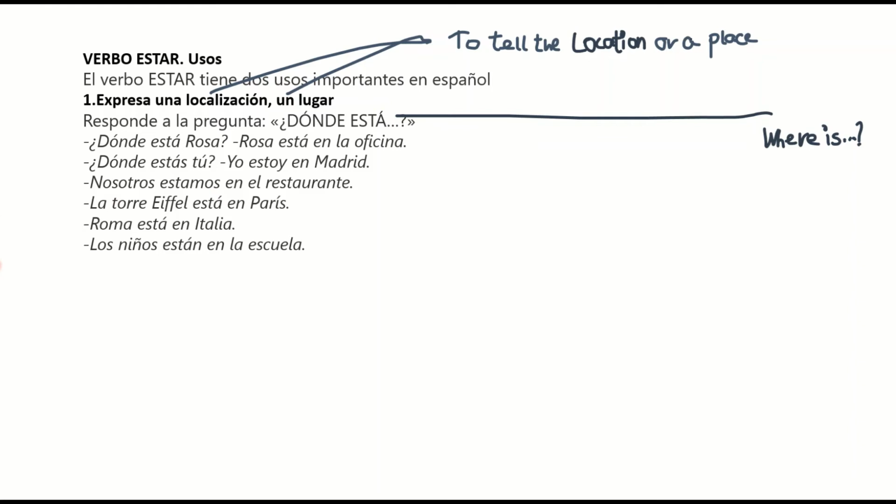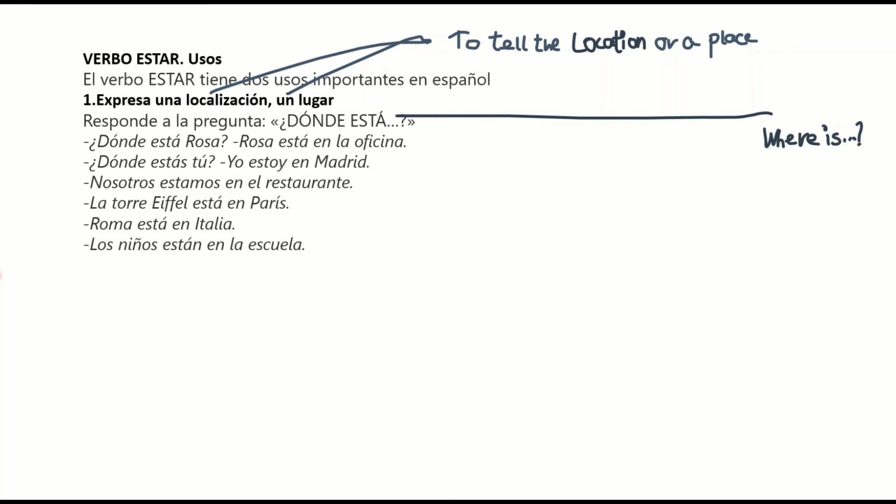La Torre Eiffel está en París. The Eiffel Tower, la Torre Eiffel, está en París. Where the Eiffel Tower is located, situated, it's in Paris. So that's why again we're using the verb estar. Where Rome is. Roma está en Italia. Rome is in Italy, so Roma está en Italia.